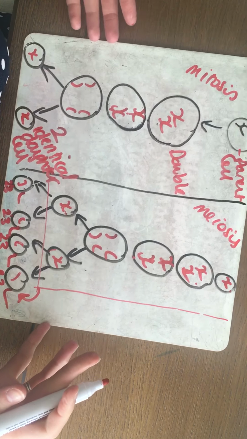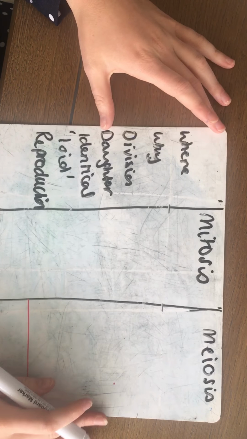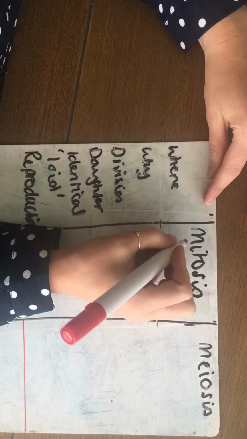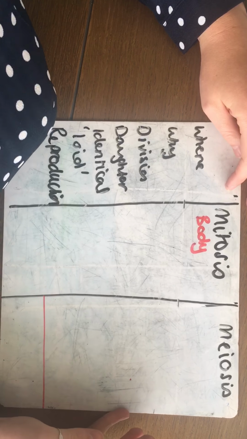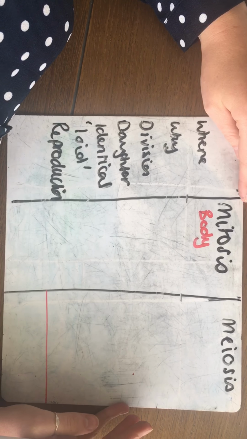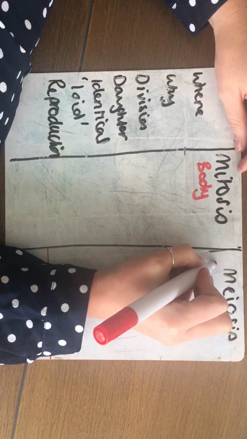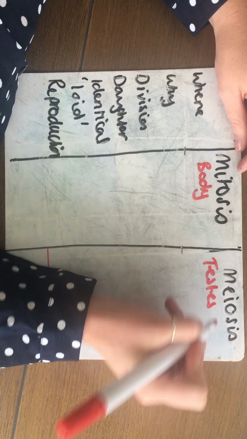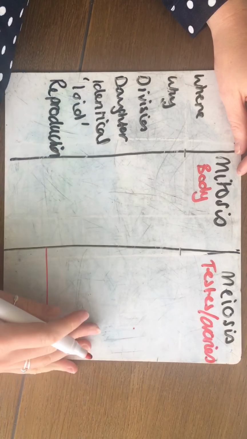So that's the process. Now you may be asked to compare when you would carry out mitosis or when you would carry out meiosis, or you may just be asked about one process or the other. So where do these happen? Well, mitosis can happen all over the body except for in your reproductive organs. Whereas meiosis does happen in your reproductive organs. It can happen in your testes or in your ovaries.